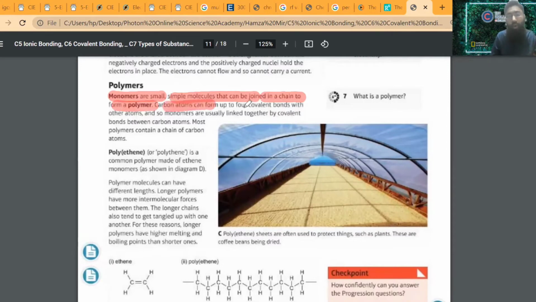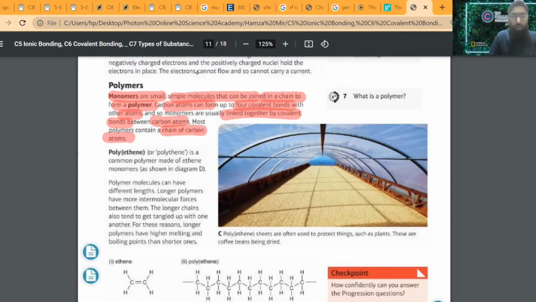Carbon atoms can form up to 4 covalent bonds with other atoms, and so monomers are usually linked together by a covalent bond. The one important thing we must remember in polymers is that when one monomer combines with another monomer, a covalent bond will always develop. So monomers are usually linked together by a covalent bond between carbon atoms. Most polymers contain a chain of atoms.